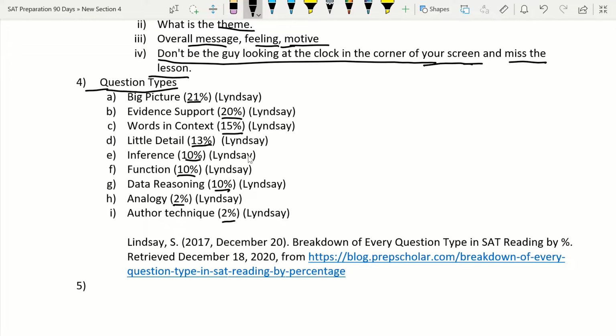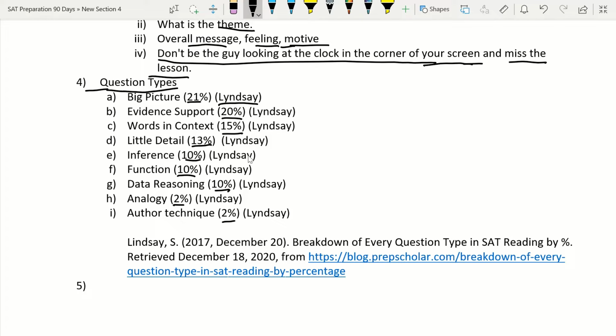And keep in mind, I did not calculate these percentages myself. I got them from Prep Scholar. They did a breakdown of every question type in SAT reading by percentage. The last name is Lindsay, I believe it's Samantha Lindsay. She went through and calculated the percentages. So this is me sourcing her work right here. You can find her link right here. These are her percentages from this article right here. So that's my sourcing right there.